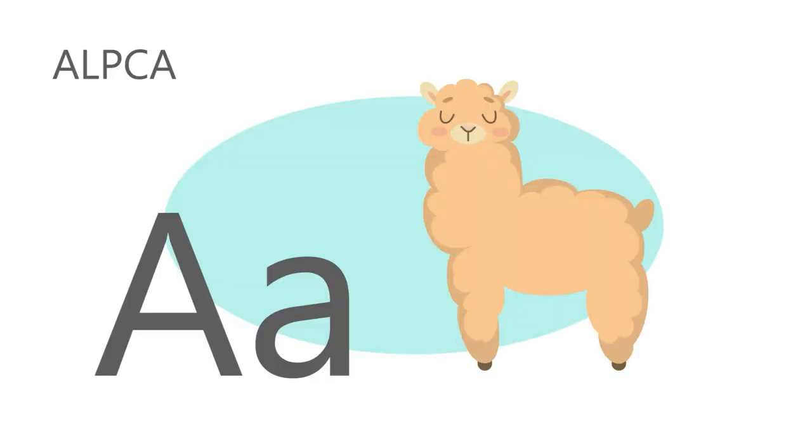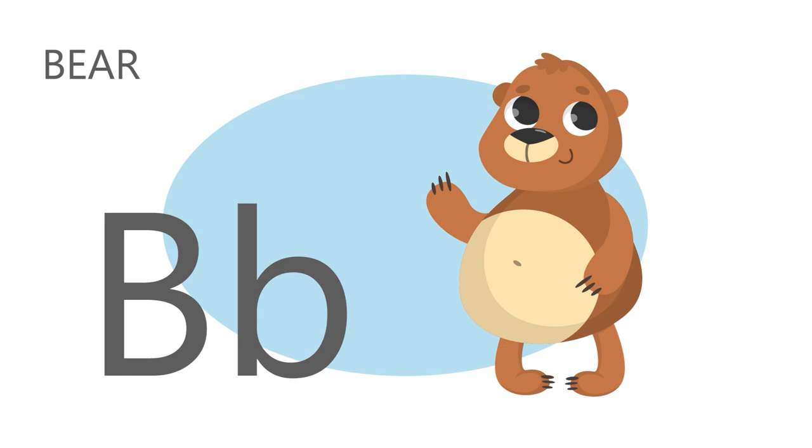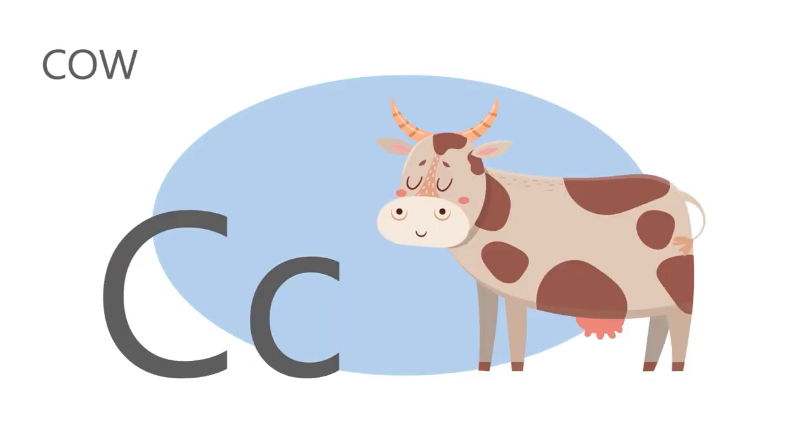A is for alpaca. A, a, alpaca. B is for bear. B, b, bear. C is for cow. Cow.